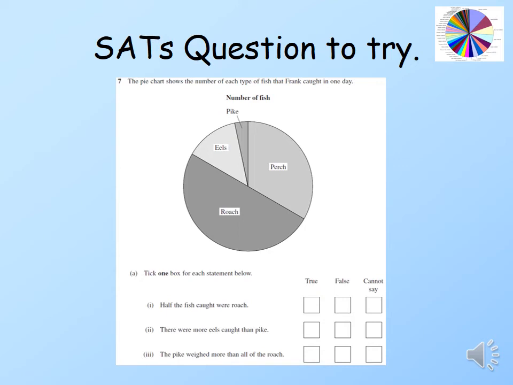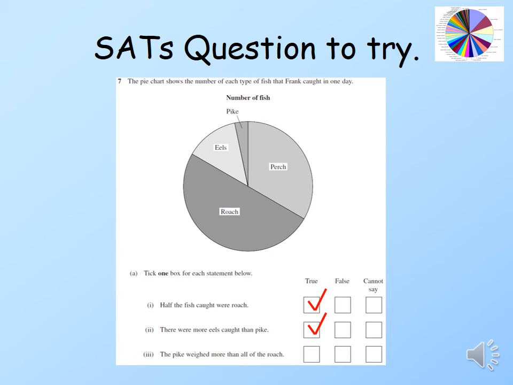So we have this information, and we have to find out whether half the fish caught were roach. So you can clearly see from the diagram, I think. Okay, so 1, 2, 3, 4, 5, and I shall reveal the answer. So you can clearly see that half of it was roach. The next statement is, there were more eels caught than pike. So again, you can see that that section is bigger, so that is also true.